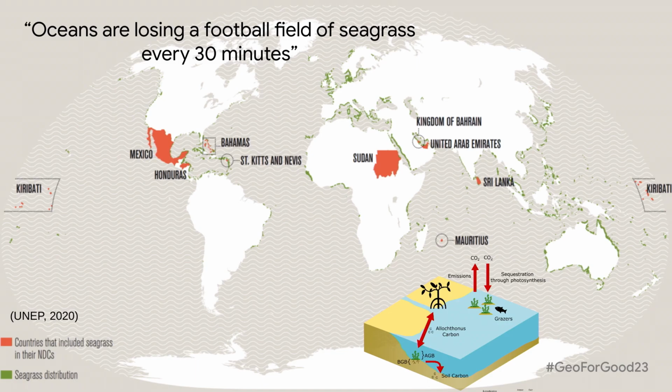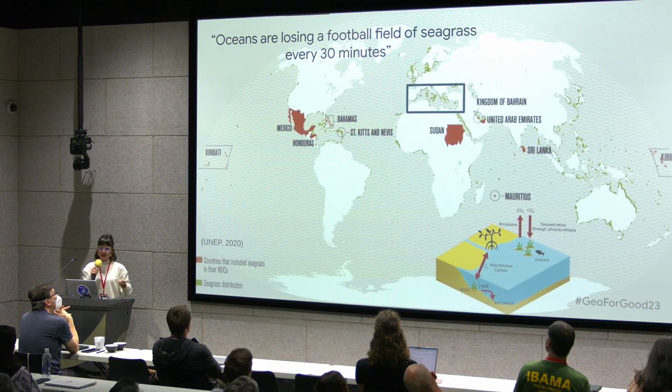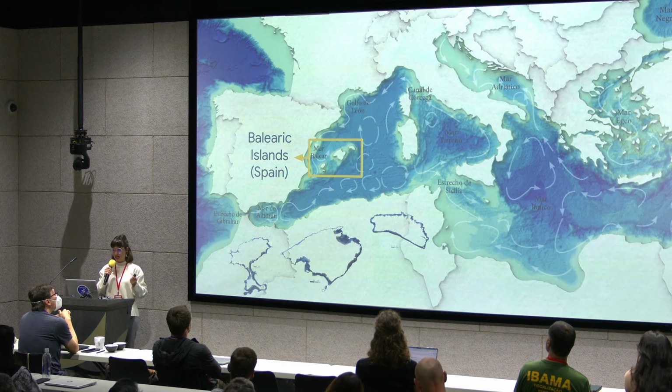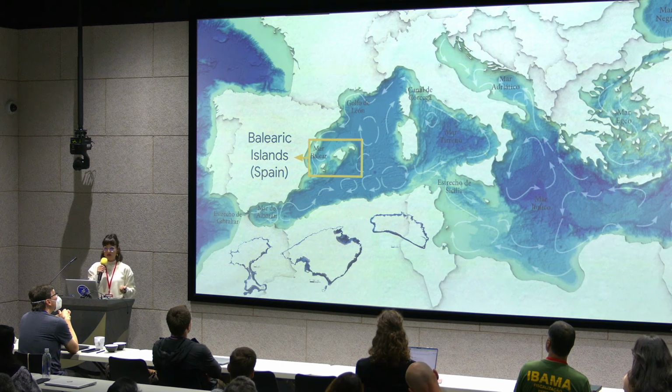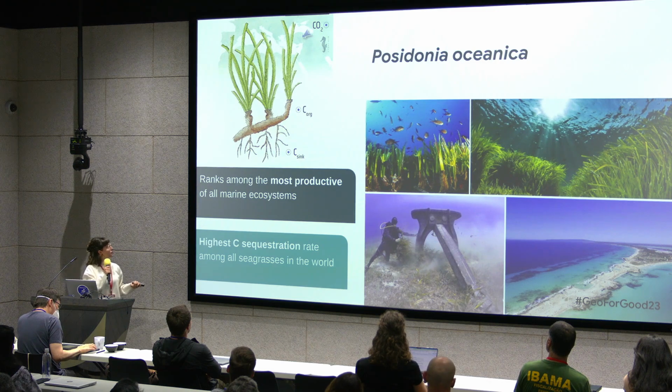This is the map of the seagrass extent around the world, and these countries are the only ones that have seagrasses in their agendas. I'm going to focus on this study area in the Mediterranean Sea, and especially in the Balearic Islands, because they have a very huge seagrass meadow that is considered the biggest organism in the world because they generate clones. This is the seagrass that I'm talking about.